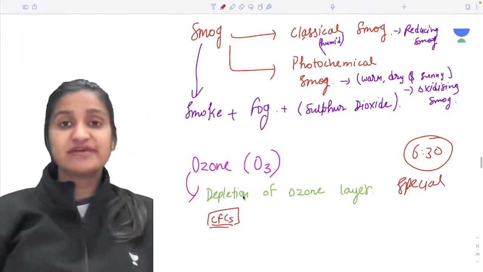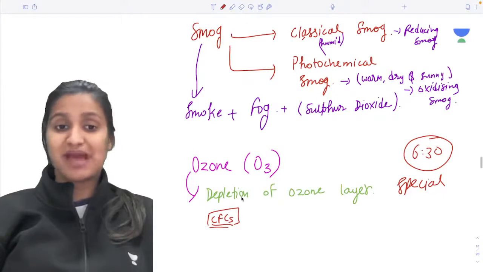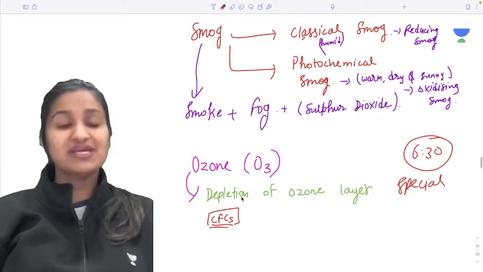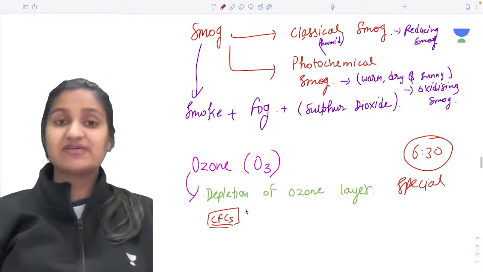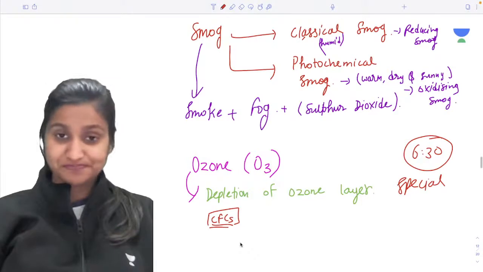So CFC जो है, it was previously used in refrigerators. So now the government has banned them. Okay, that nobody can use CFCs in refrigerators. So we are trying कि जो हमारी ozone layer है वो deplete ना हो.